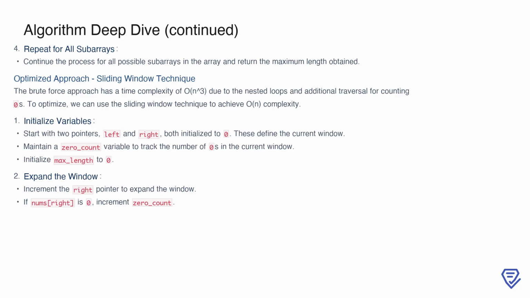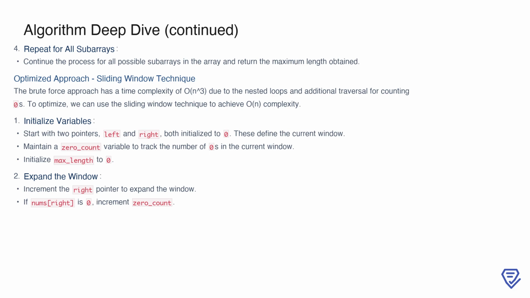A better solution is the sliding window technique, which reduces the time complexity to O(n). Here's how it works. We begin by initializing two pointers, left and right, both set to 0. These pointers define the boundaries of the current window. Additionally, we maintain a variable, zero_count, to track the number of 0s in the current window, and another variable, max_length, to store the maximum length of valid windows found so far.